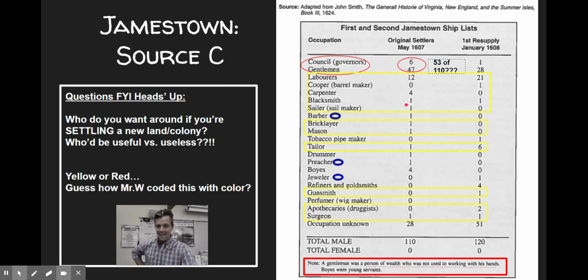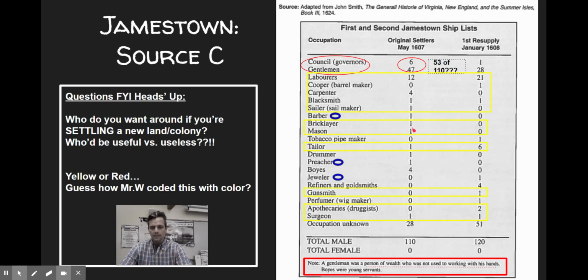You've only got one blacksmith? Are you nuts? Sailmaker. Well, they landed. They don't need sails anymore. True, but you've got hundreds upon hundreds of yards of canvas, and you don't need it while you're not sailing, so you might be able to turn it into something. Or if you need to get away, you need to get away. So one of those, that's interesting.